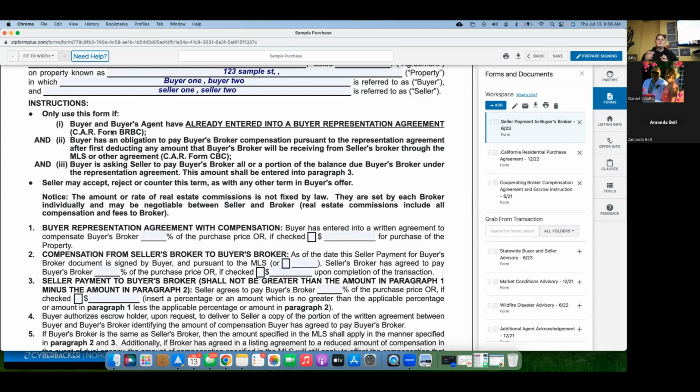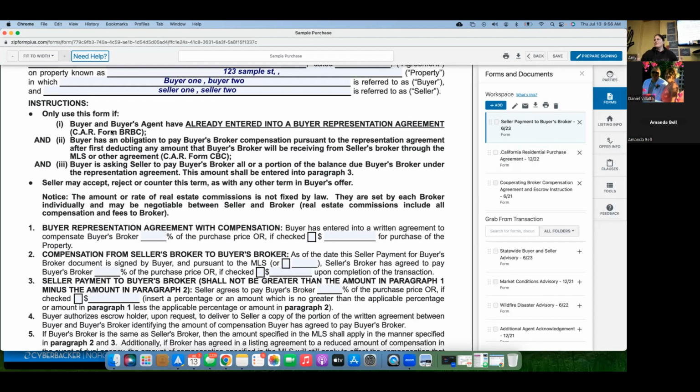deducting any amount that the buyer's broker will be receiving from the seller's broker through the MLS or other agreement, the CBC form. Okay. Buyer is asking seller to pay buyer's broker all or a portion of the balance due to buyer's broker under the representation agreement. This amount should be entered into in paragraph 3.